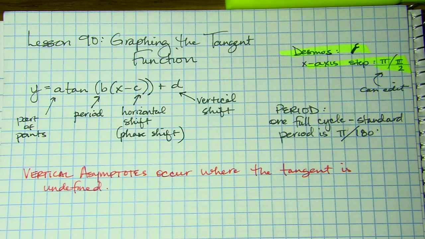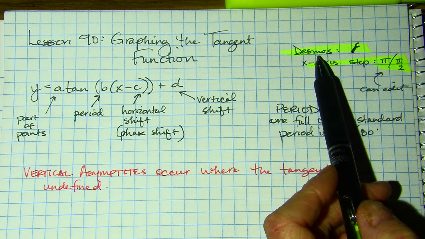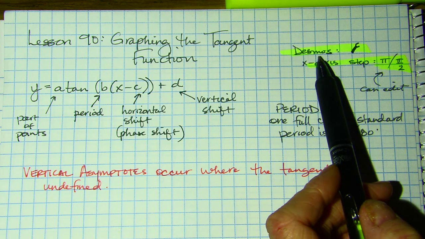Algebra 2, we are going to be covering a tougher section. It's lesson 90, graphing the tangent function. Please take advantage of Desmos. You need to be able to do these graphs by hand, right? Because even looking at Desmos is going to take some work.